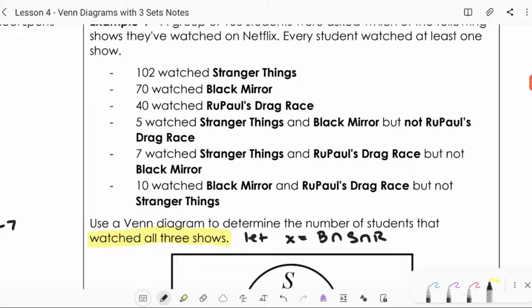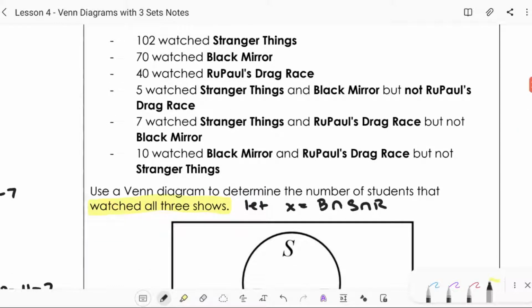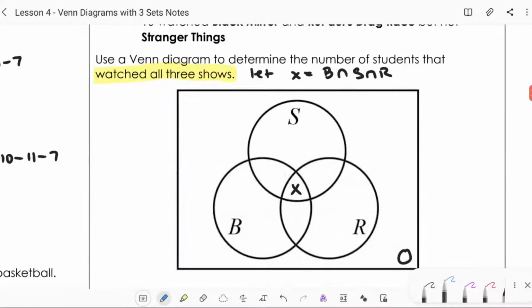So, let's see where all of this information falls. So again, those first 3 points are very general. I want to look at the more specific first. So I have 5 students that watch Stranger Things and Black Mirror, but not the complement of RuPaul, right? So S intersect B intersect R prime. So what is that talking about?